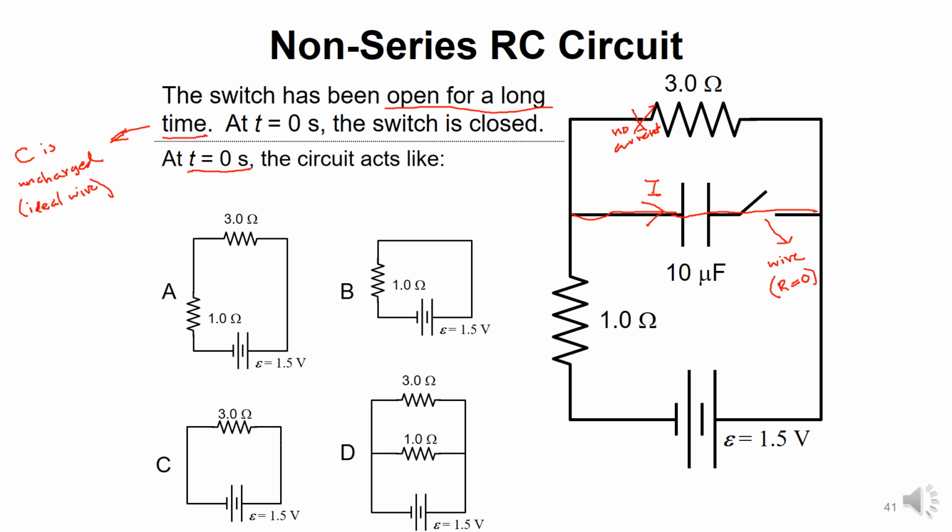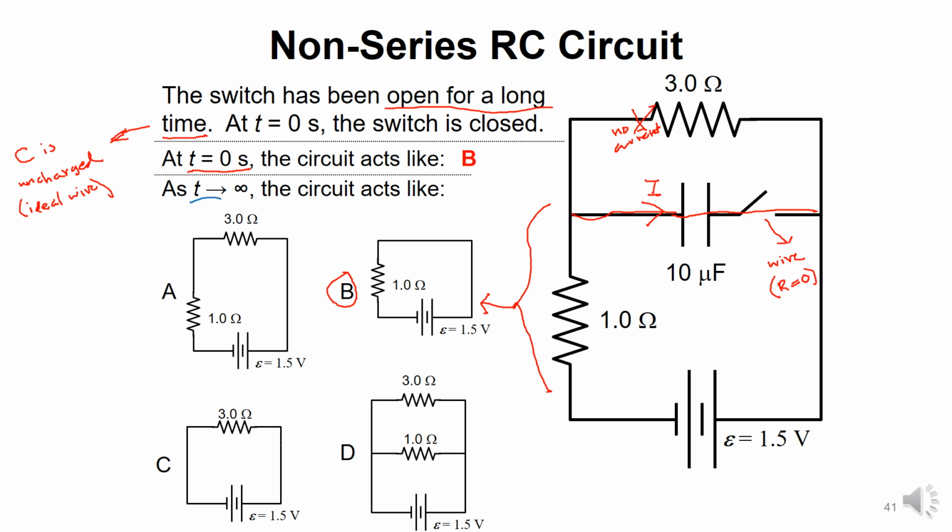So effectively, the upper branch doesn't exist, and we are left with the single 1 ohm resistor in the picture and a lower branch. So that looks like circuit B in the choices. So at time 0, the given circuit behaves like circuit B, because you replace the capacitor with the ideal wire. Then we can look at the next part, the next question here.